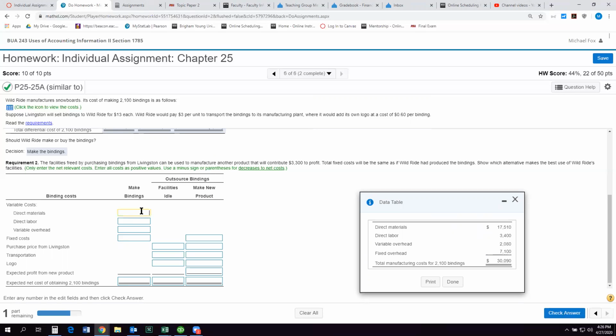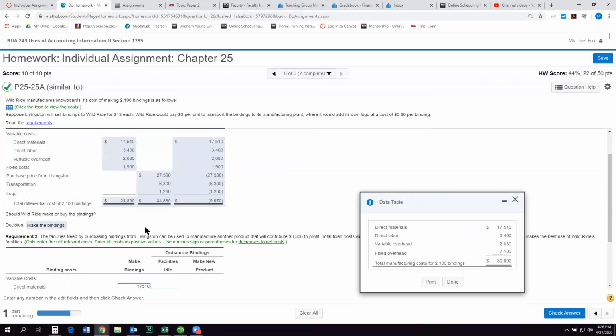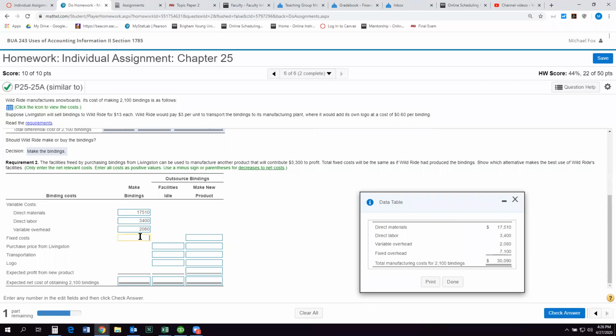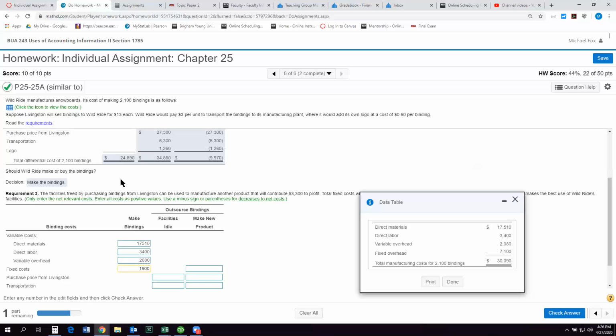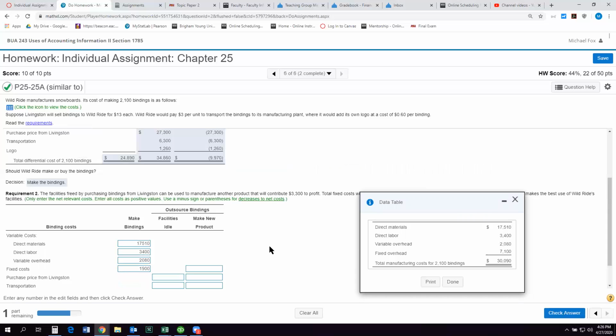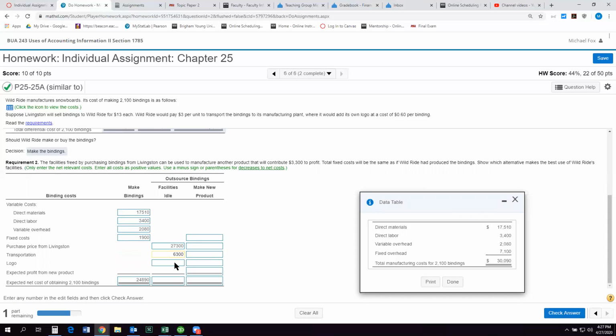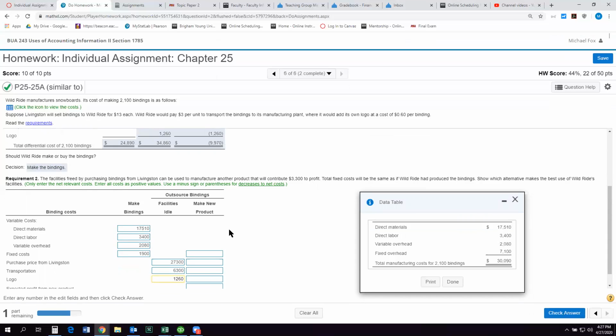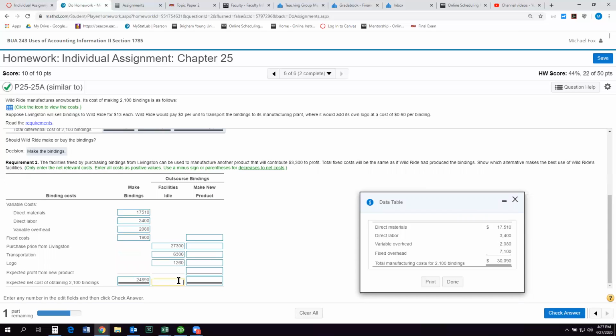So direct materials, 17,510. Direct labor, 3,400. Variable is 2,080. Our fixed overhead was 1,900. Our total was $24,890. Doing our facilities idle, we had $27,300 in purchase price, $6,300 in transportation, $1,260 in logo costs, for a total of $34,860.